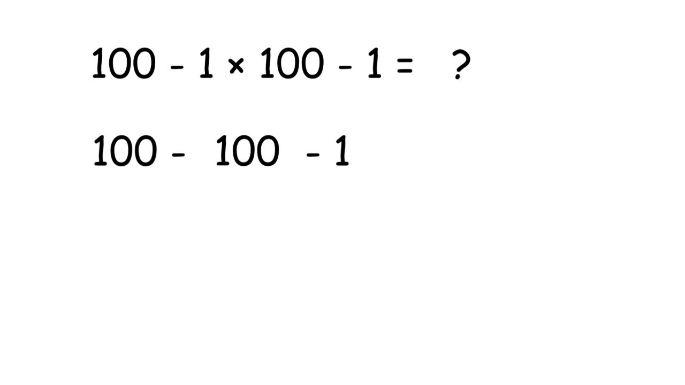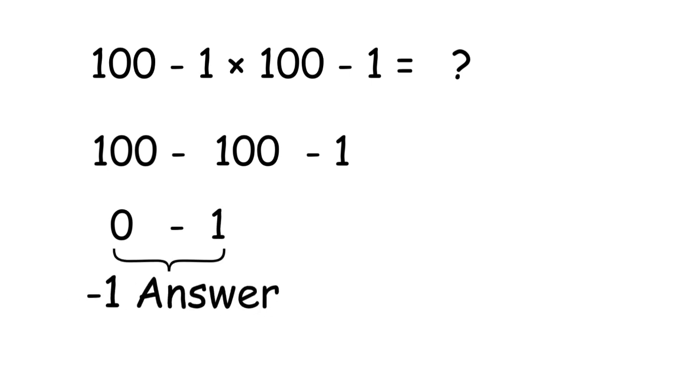Now, see here in this expression, we have two subtractions, and according to PEMDAS, we should start from the left. Okay, here 100 minus 100 equals 0, and then this minus 1. We know 0 minus 1 equals negative 1, and this is our final and correct answer to this problem. So the correct answer is negative 1.